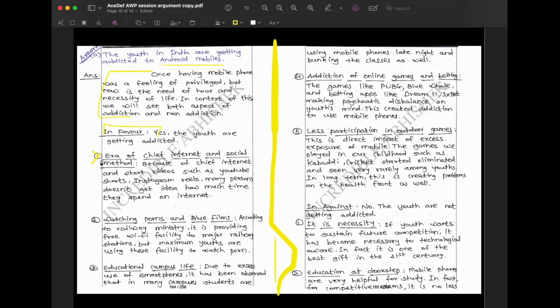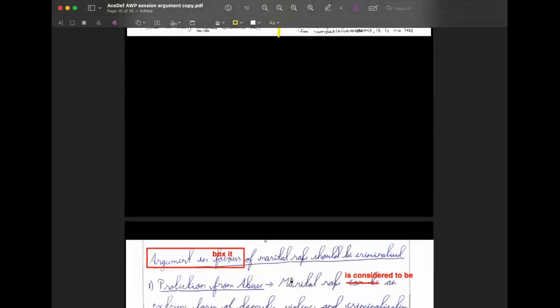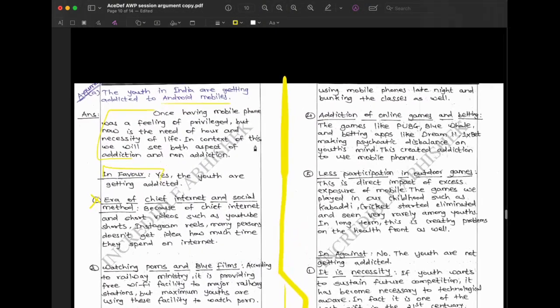Now I don't suggest you cross this. You write one within that, yeah. But this he has solved in a rough paper. He has written 5 points, he has gone against, and he has written 5 points again. So that is how you write.